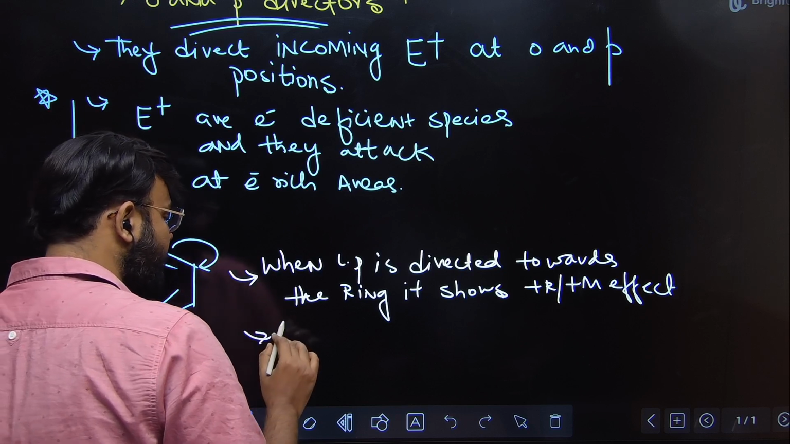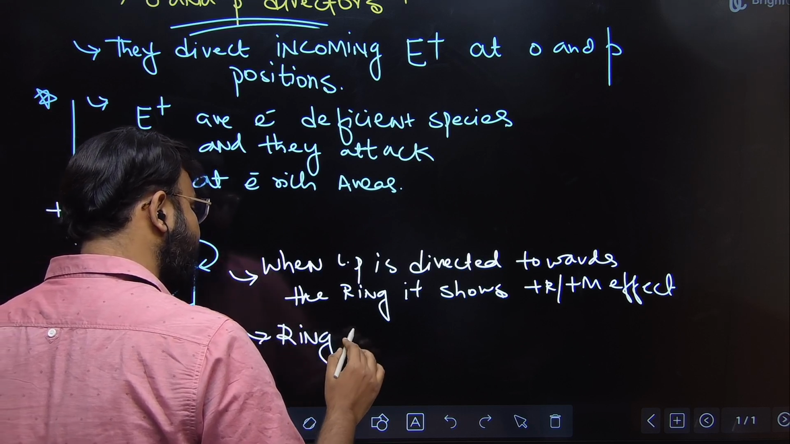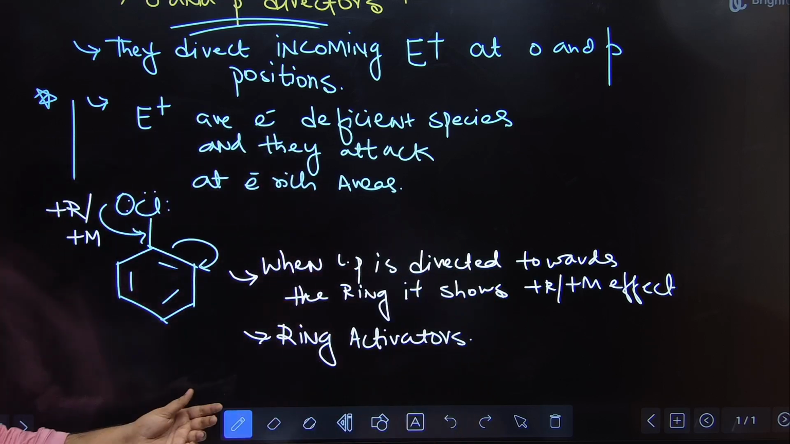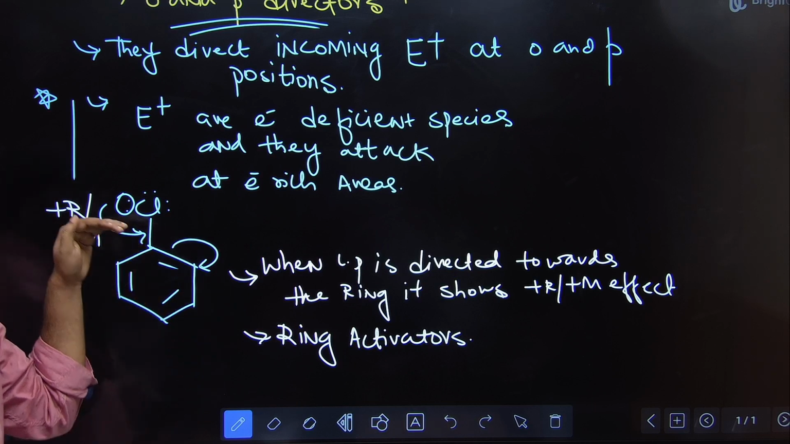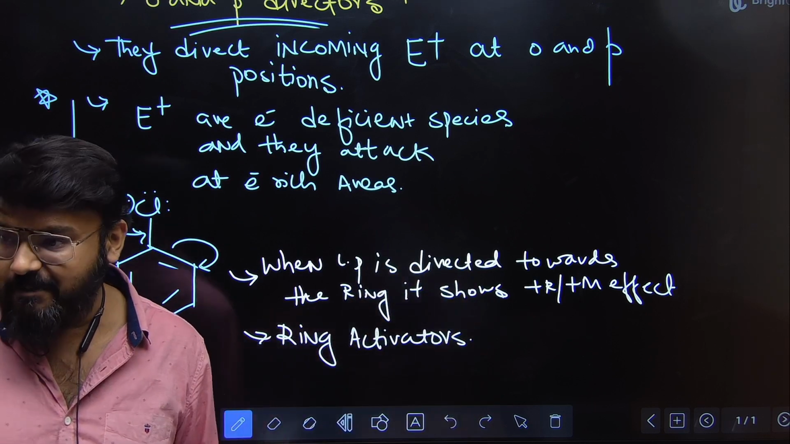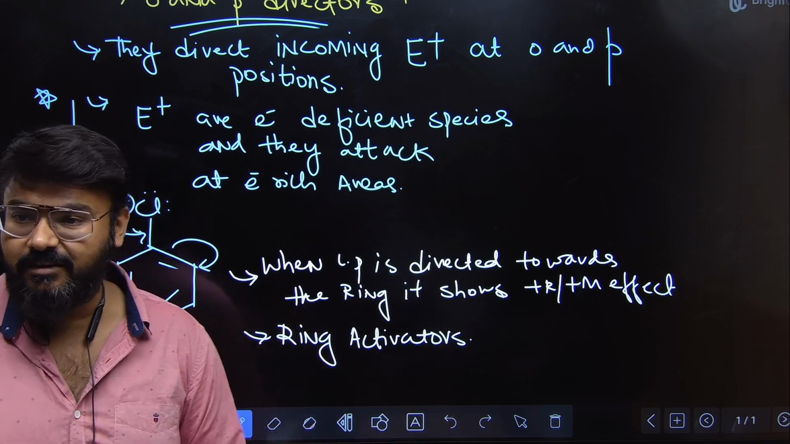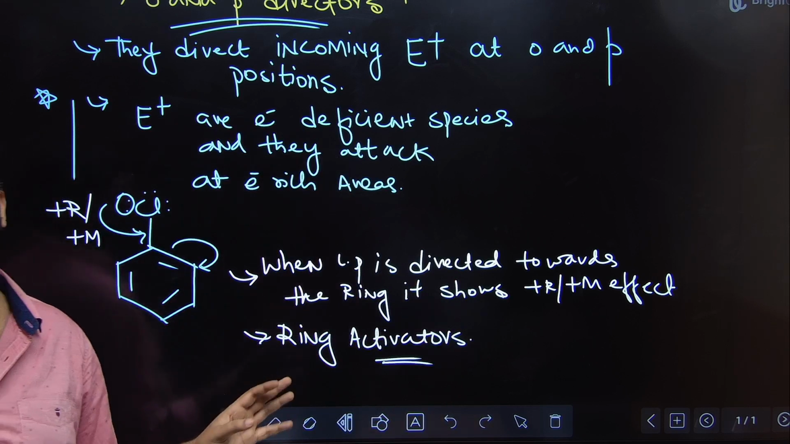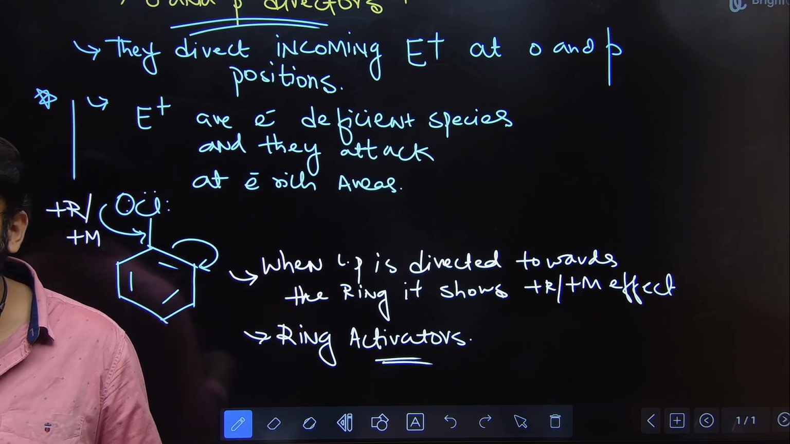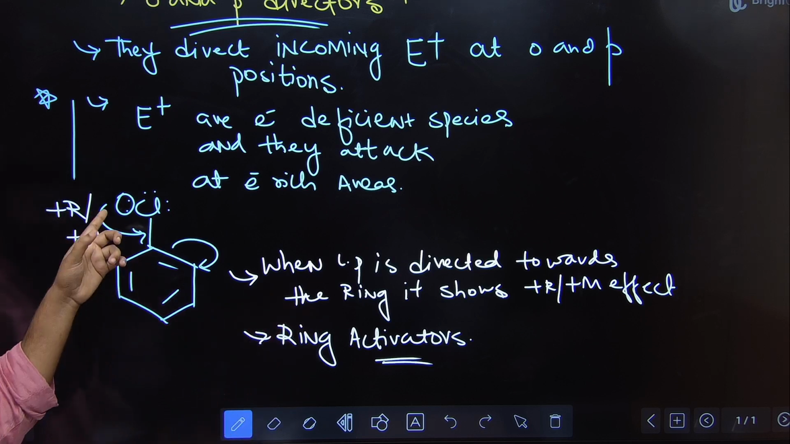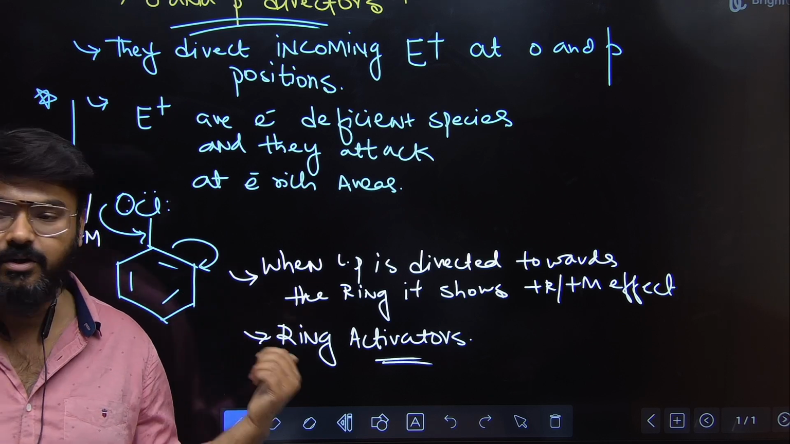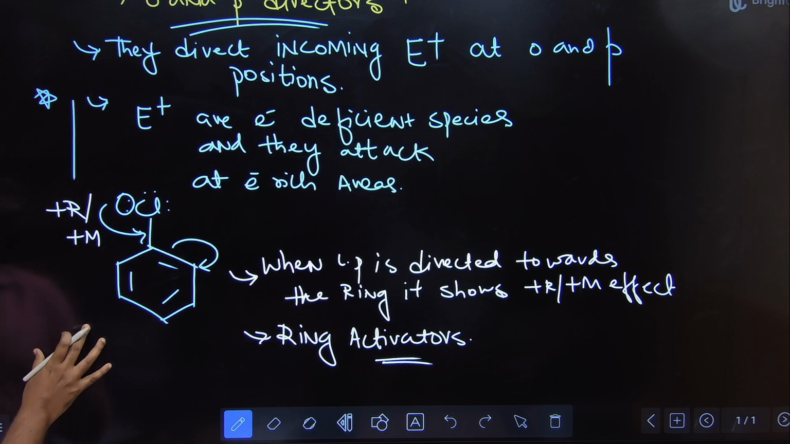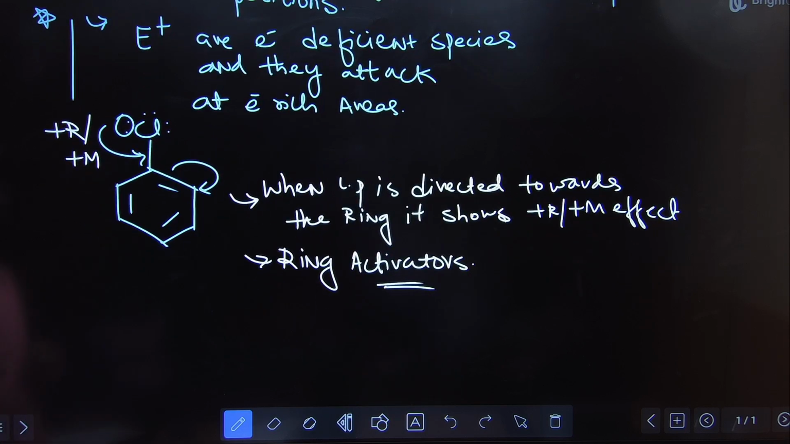What do we call them? Ring activators. So who is the ring activator? When the halogen is attached with the ring, it donates electrons to the ring due to plus R and plus M. It's a ring activator, because the lone pair is donated. You will come across these terminologies: ortho and para directing, ring activating, they all are the same. Because the electron is directed inside the ring. Online, everyone got it? Clear? Next.